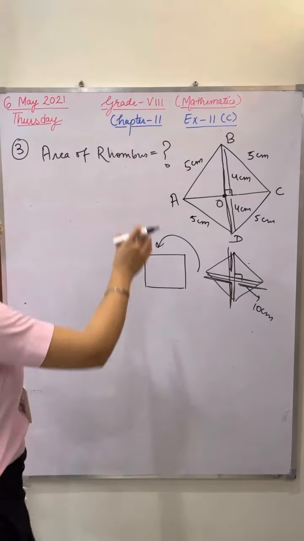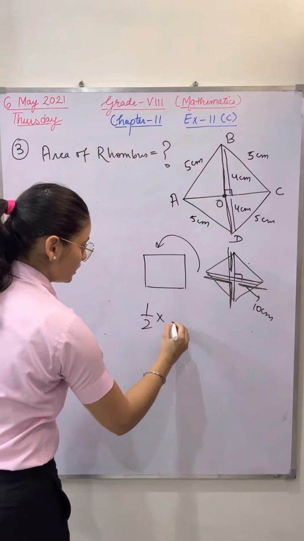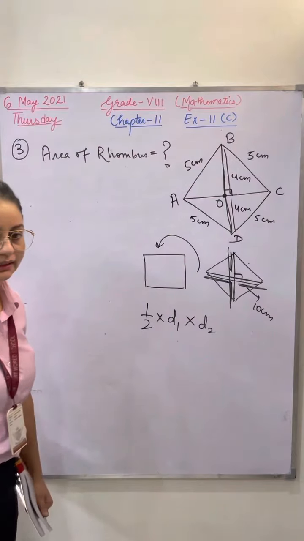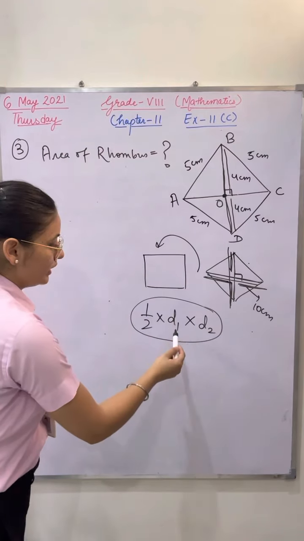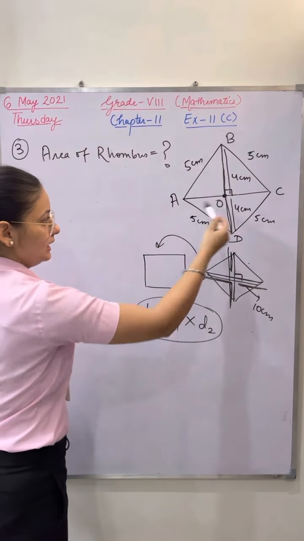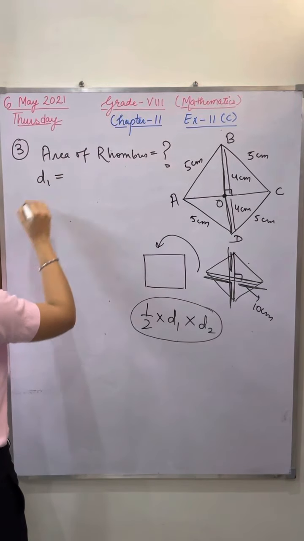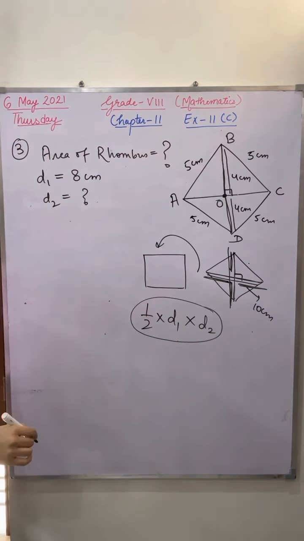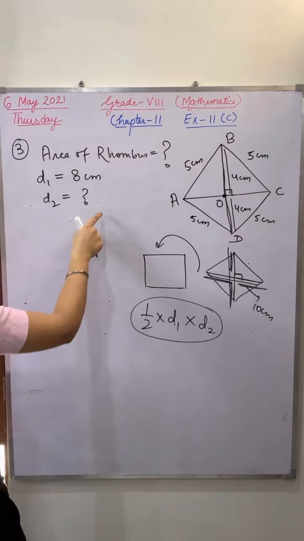No worries. We haven't discussed the area of a rhombus earlier. The area of a rhombus is half into the length of the first diagonal multiplied by the length of the second diagonal. Half into D1 into D2, where D1 is diagonal 1 and D2 is diagonal 2. In this question, diagonal 1 is given, that is 8 centimeter. Diagonal 2 is not given, so first of all I want to take out the diagonal, and only after that can I take out the area of the rhombus.